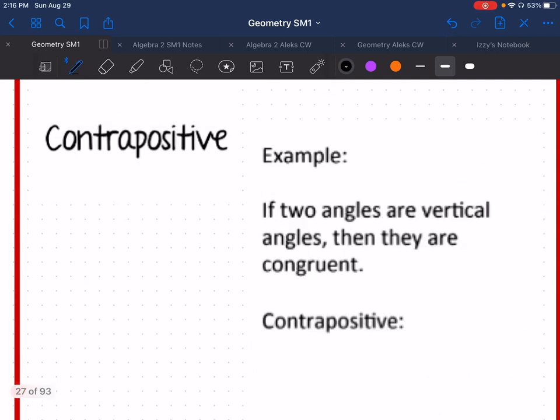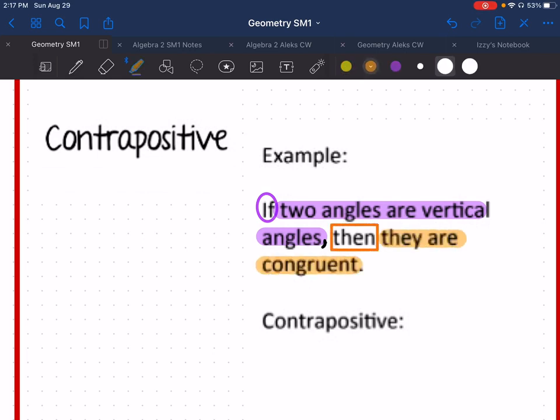Let's practice. If two angles are vertical angles, then they are congruent. So let's find the hypothesis and the conclusion because you always have to know which one is which. So here is my hypothesis. Remember, I'm looking at the structure. The word if tells me the hypothesis, and I just highlight the words till I find the comma. The comma stops me. The word then identifies my conclusion all the way to the period, which is just the end of my sentence structure.